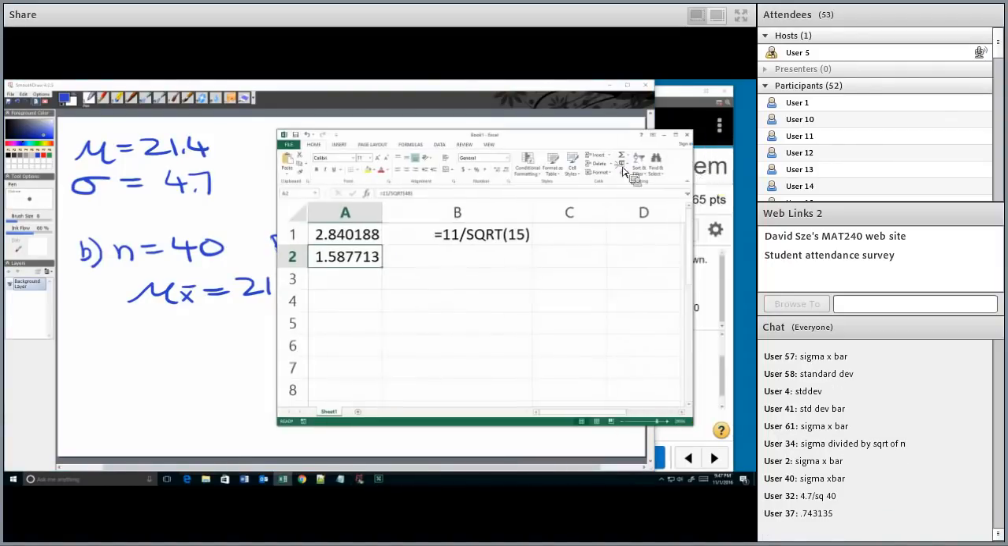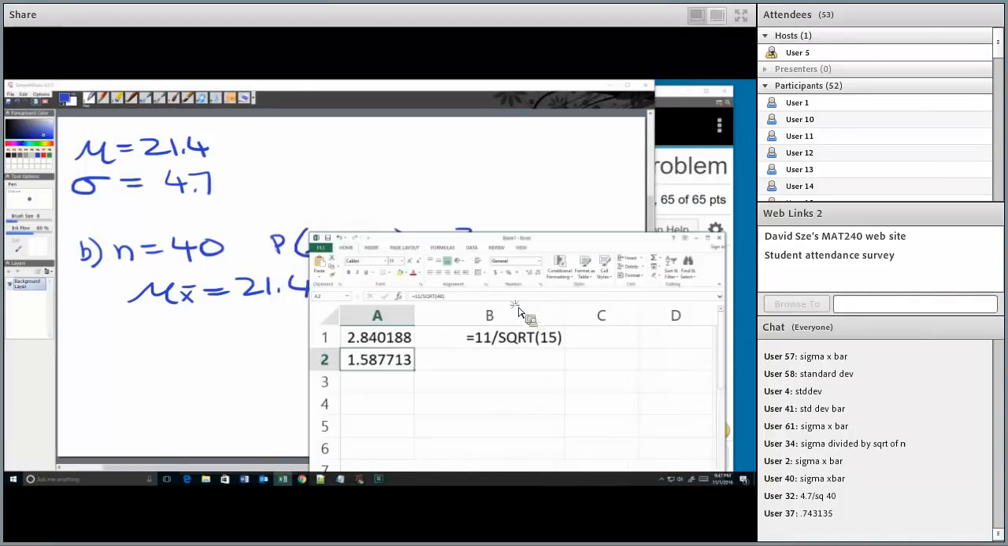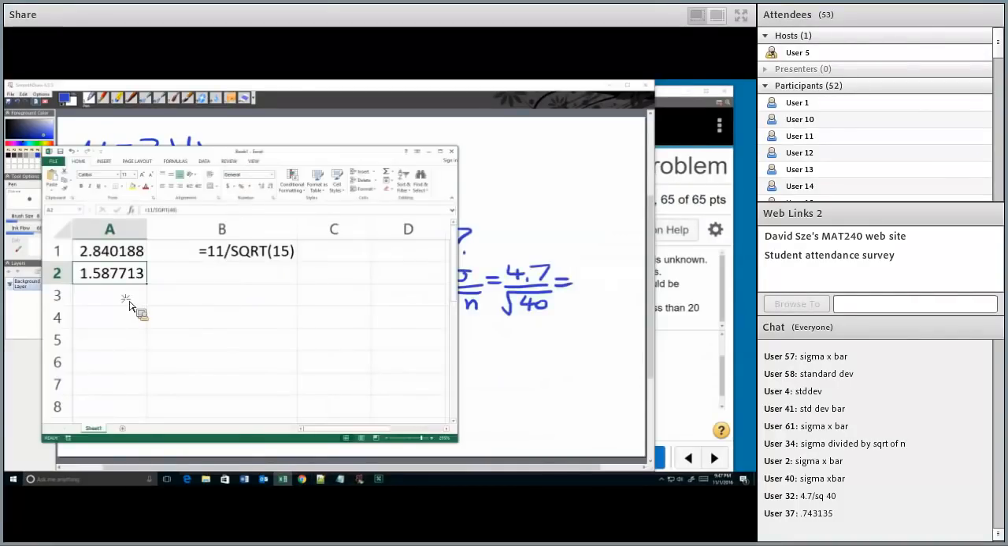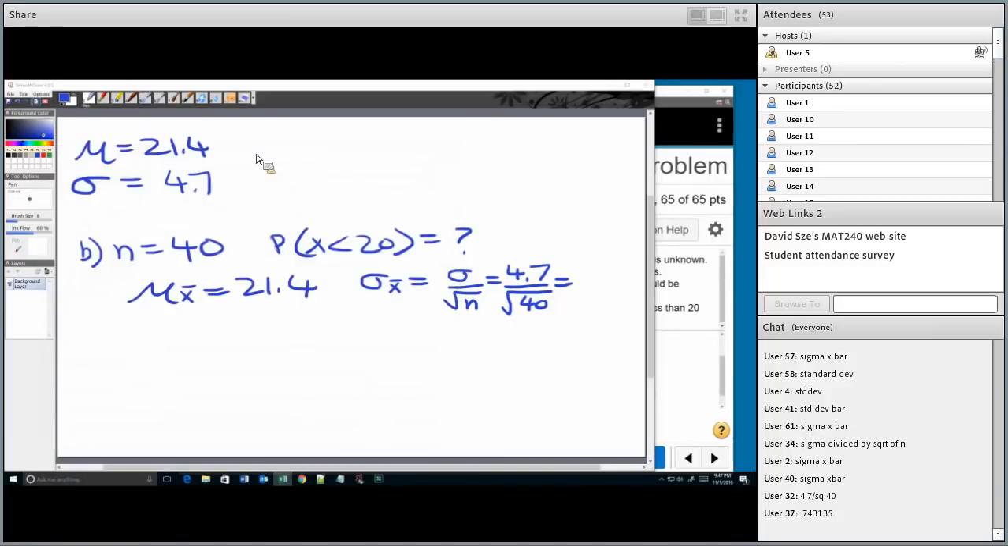And Robert has the answer already. Equals 4.7 divided by SQRT of 40. Okay, this is how you find this. The answer is 0.743135. So I match the answer from Robert. So I'm just going to copy it from him.